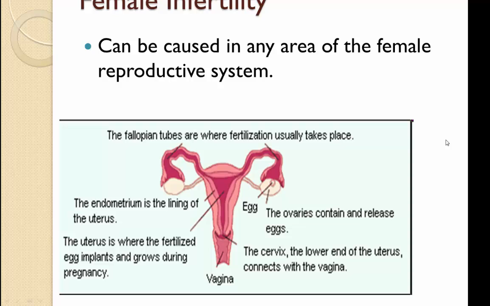Okay, so with women, infertility can happen within any area of the female reproductive system. This is just a schematic of the female reproductive system, so you can get a little visualization of what we're talking about. We know that the ovaries produce the eggs and they release them. The fallopian tubes are the tubes that carry the eggs to the uterus, and that is generally where fertilization will take place. The uterus, or the endometrium lining of the uterus, is where implantation takes place, and the cervix is the opening that connects the uterus to the vagina.